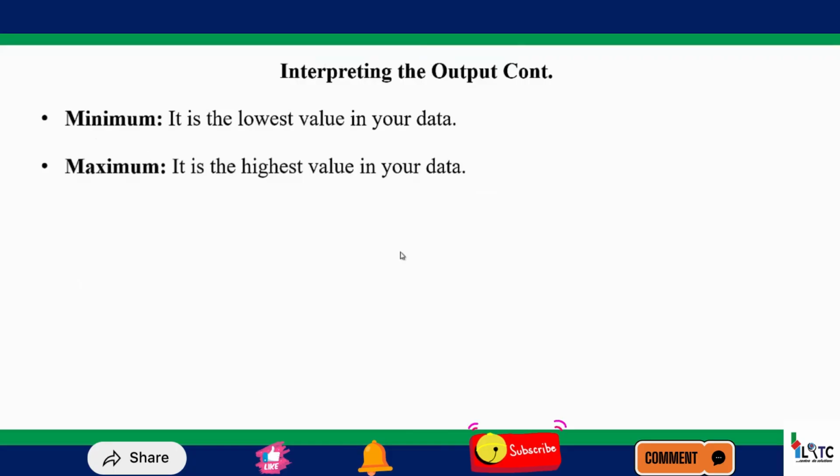The next thing you will see is minimum, followed by the maximum. What does minimum connote? It simply shows the lowest value in your data. For instance, if you have data that ranges from 2 to 10, then the minimum is 2, so you will see 2. Then if you have several variables, you can compare the minimum across the variables, while the maximum indicates the highest value in your data. So please take note of that.